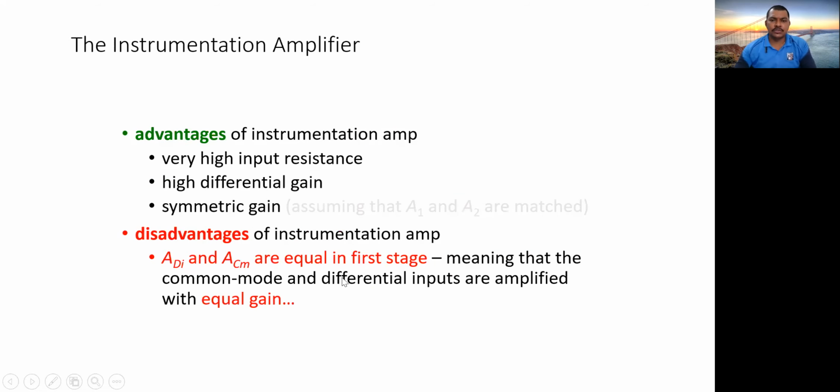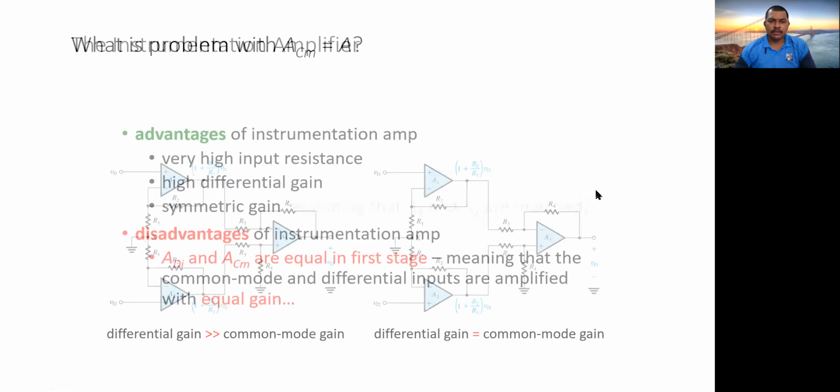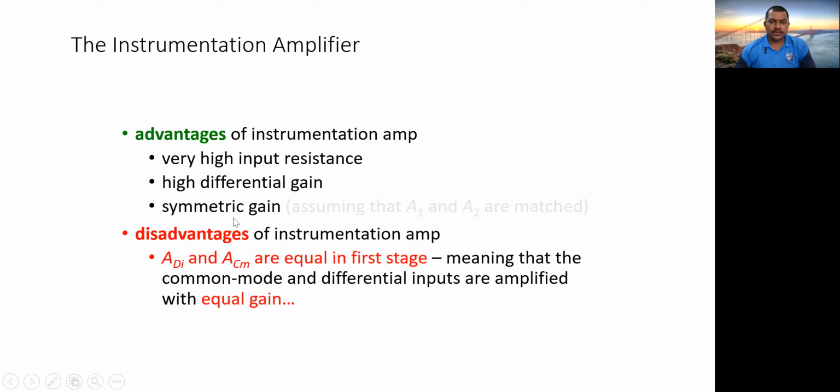These are some of the advantages of the instrumentation amplifier. It has very high input impedance, high differential gain, and symmetric gain. I guess you understand what gain is now. So it provides high input impedance, high differential gain, and high symmetric gain. I will tell you what symmetric means. And these are some of the disadvantages of this instrumentation amplifier. If the difference gain and the common mode gain are equal in the first stage, that is the main drawback of this.